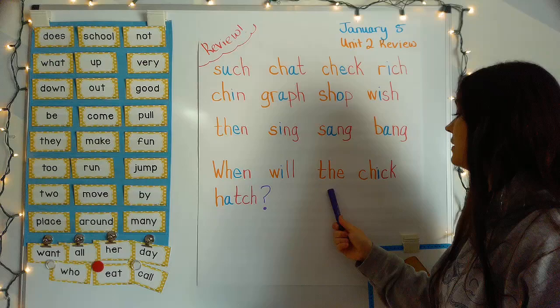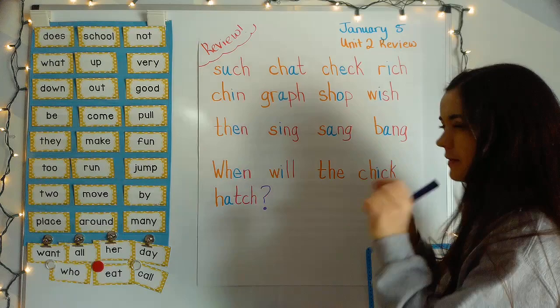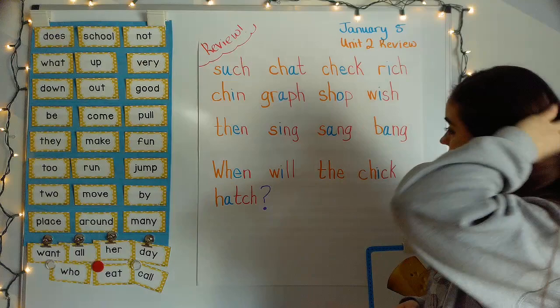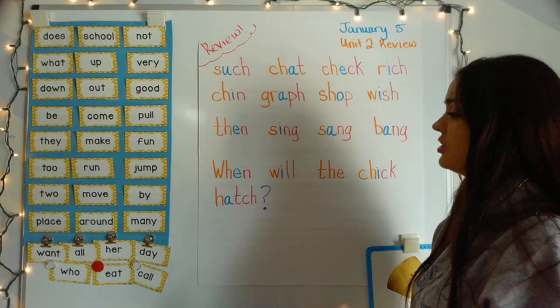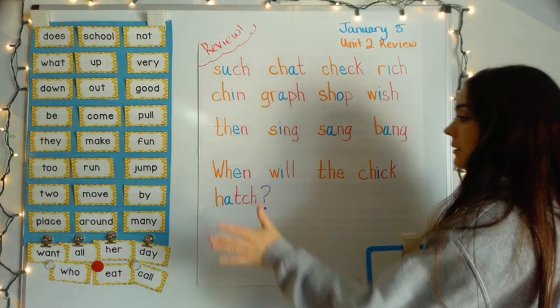I think the chick is going to hatch tomorrow. It's really, really close. I've seen it kind of trying to poke out of there. So I think that chick is going to hatch tomorrow. Or the answer could be, if someone said, when will the chick hatch? Oh, you didn't notice? The chick already hatched yesterday. Oh, look how cute it is. All right. Let's do nouns and verbs.